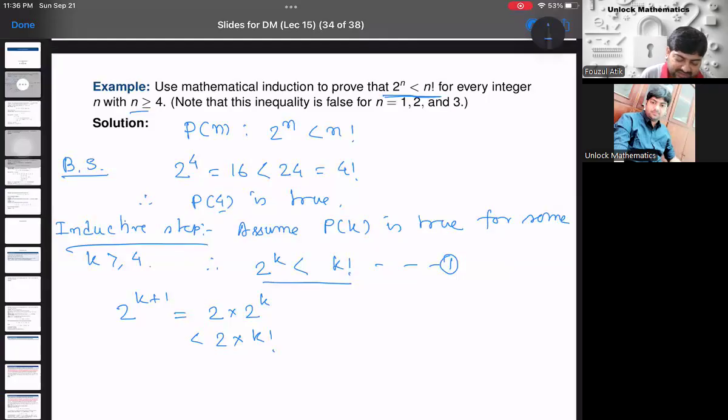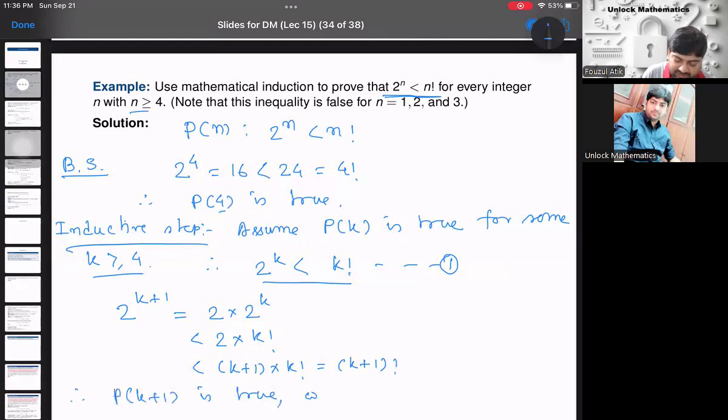But see that k is greater than or equal to 4, right? So 2 must be less than k plus 1. So therefore, this is less than k plus 1 into k factorial. But k plus 1 into k factorial is what? It is k plus 1 factorial. So therefore, what you got? 2 to the power k plus 1 is less than k plus 1 factorial. Therefore, your Pk plus 1 is true.